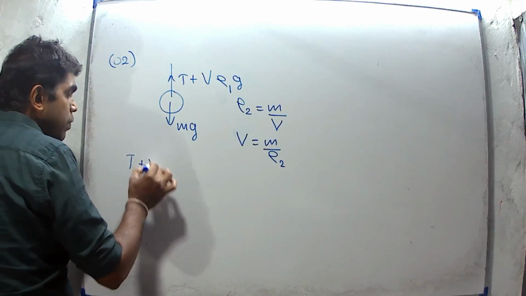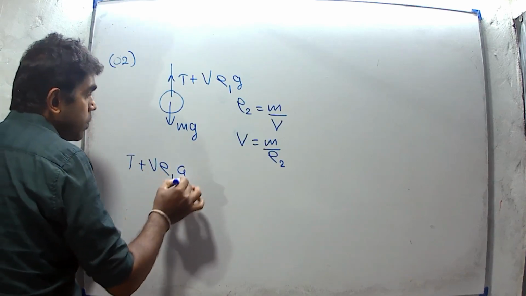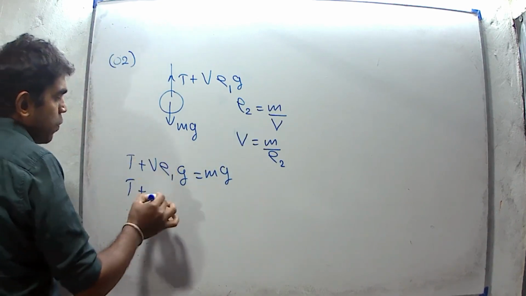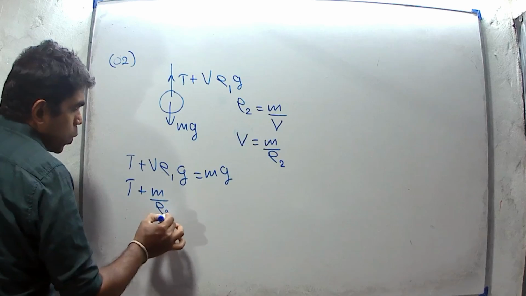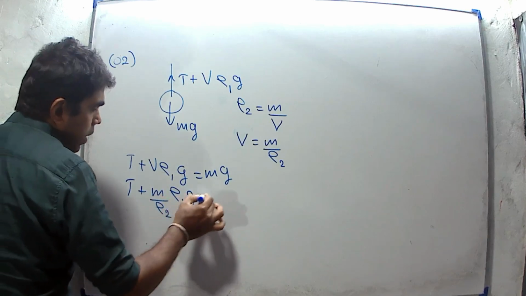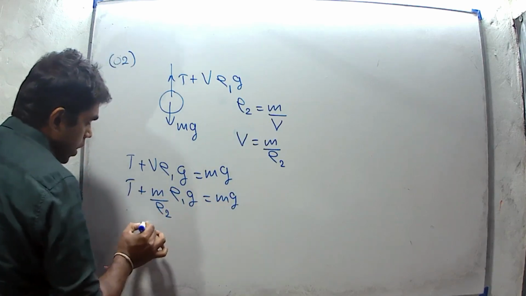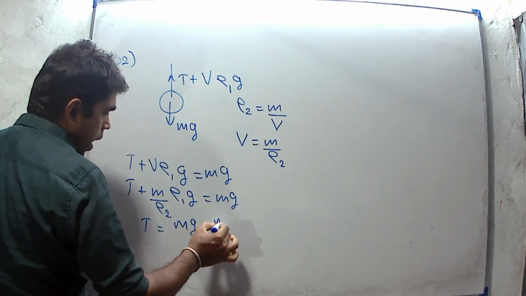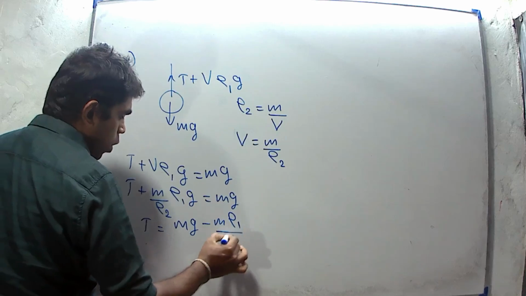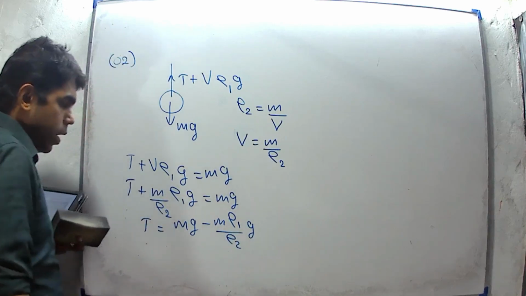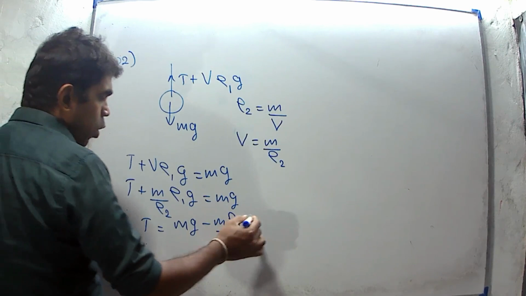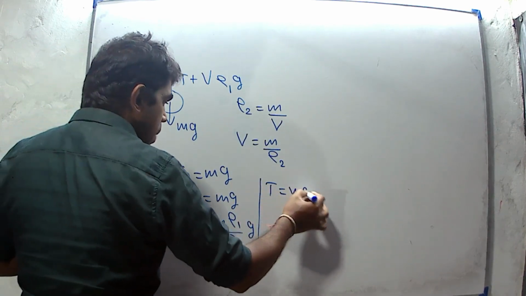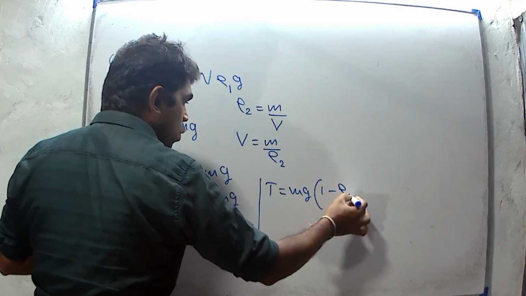T plus Vρ1g equals mg. T plus, we can substitute V as mass divided by ρ2, times ρ1 g, equals mg. T equals mg minus m ρ1 over ρ2 g. Now we can take mg as a common factor. Tension is mg times (1 minus ρ1 over ρ2).